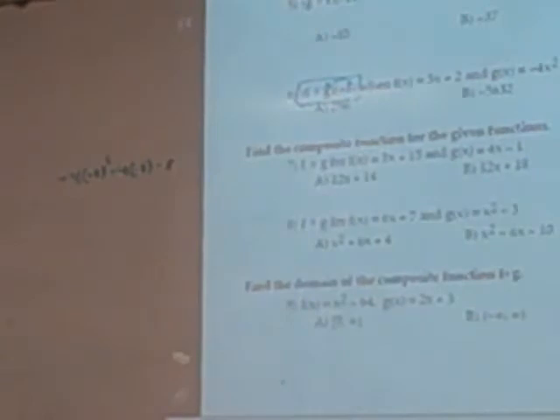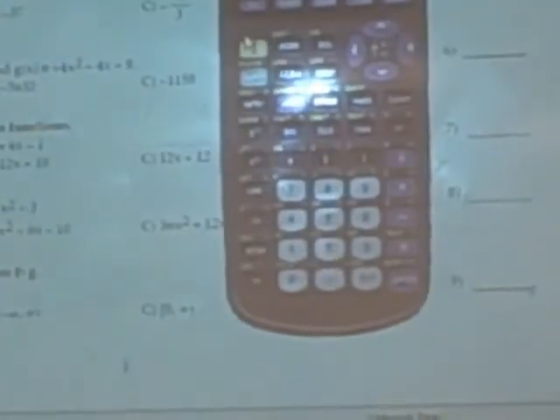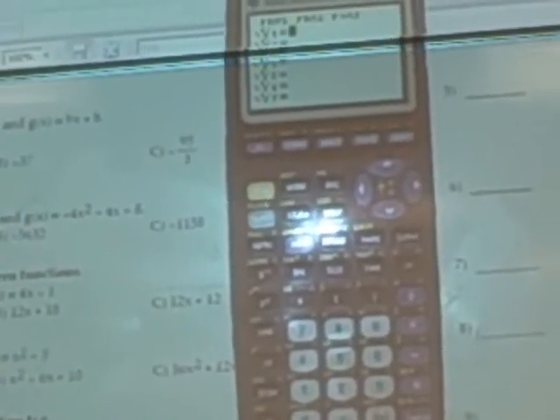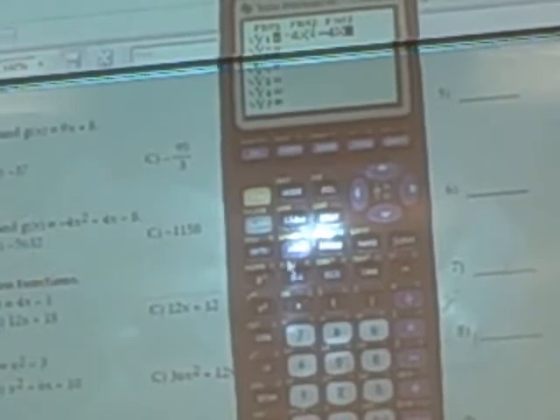Okay, so one possibility here, since you have this thing, what does that say right there? Minus 4x squared. In my y equals, if I put minus 4x squared minus 4x minus 8. Oh, thank you. Hard to see. That's fine.